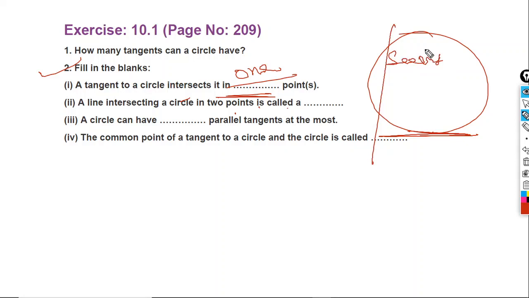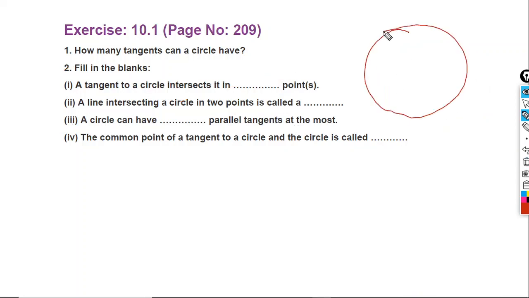Then we will move to question number III. A circle can have dash parallel tangents at most. So here you see a circle is there. I'll draw a circle. So we'll draw a tangent. How many parallel tangents can be drawn to it? Only one more here. Okay. So maximum 2.